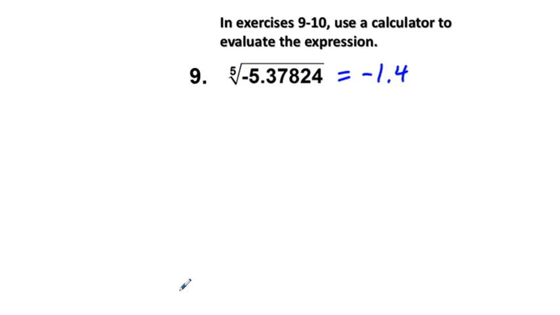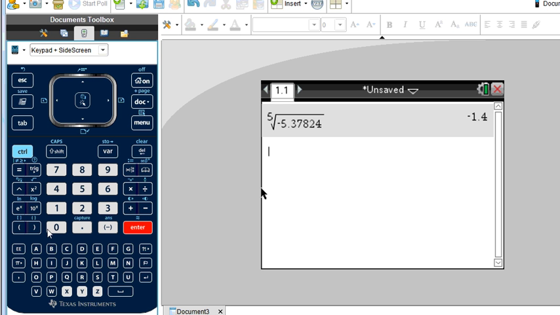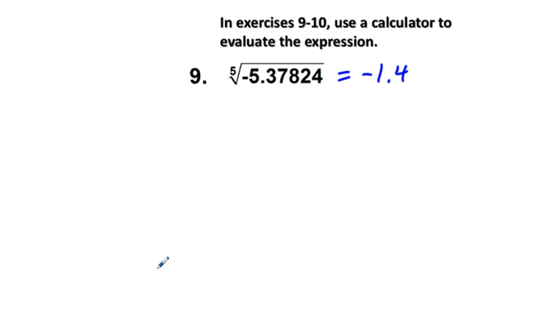And then we can work backwards. We could take this negative 1.4 to the power of 5. We should get what we had earlier, negative 5.37824. It checks. So this would be our correct answer.